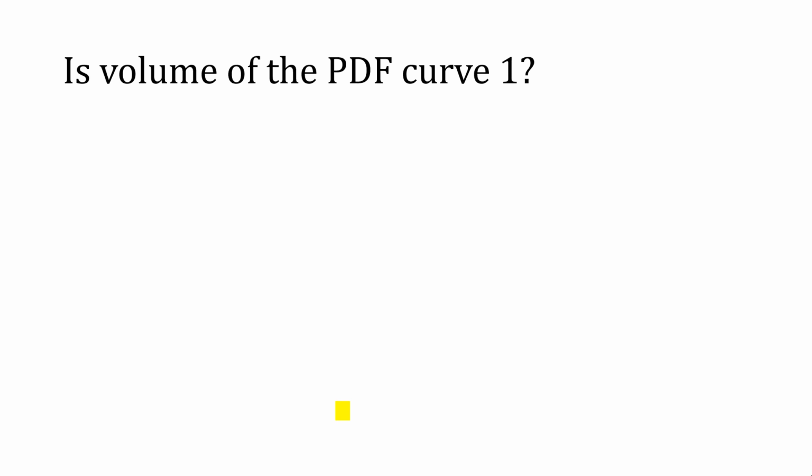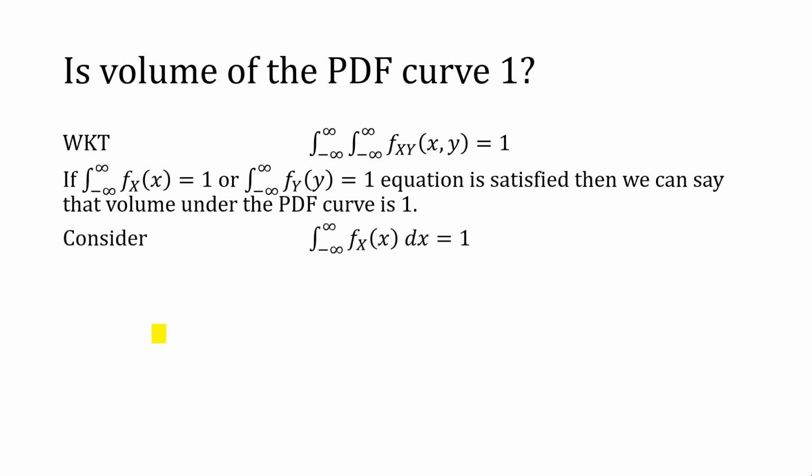Next question is, is the volume of the PDF curve 1? We know the property of bivariate PDF, volume under the curve is always 1. To satisfy this equation, either make use of fx of x or fy of y, integrate it over the range minus infinity to plus infinity. If it equals 1, then you can say that the volume under the curve is 1.